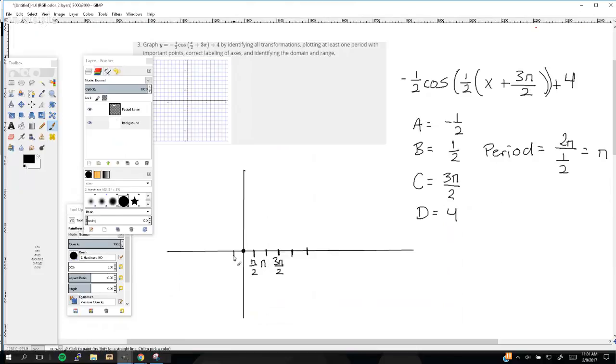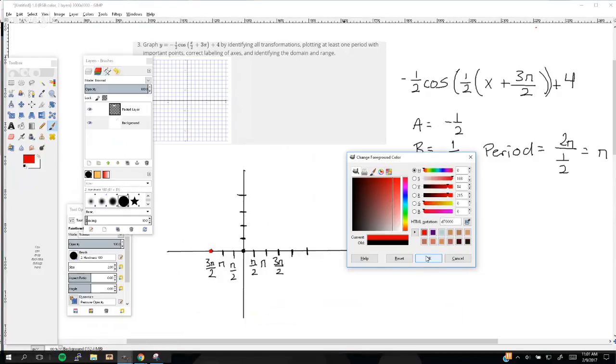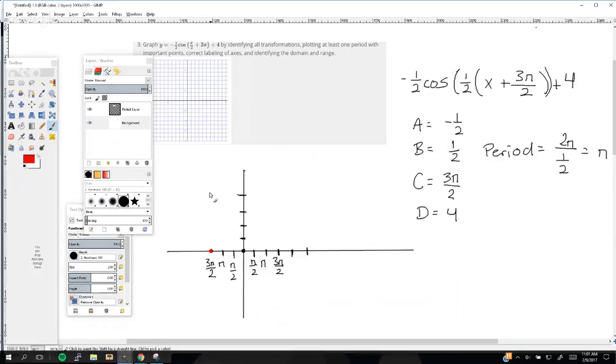So it'll actually be moving to the left again. Okay, so the starting point is moved over to the left by 3 pi halves. And then it is going to go up 4. 1, 2, 3, 4. Such a random starting point. Yeah, it really is.